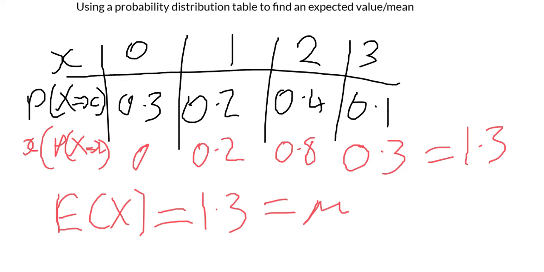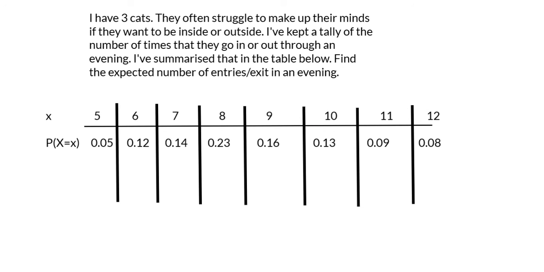Let's have a look at another example of that. Okay, so the situation is here. I have 3 cats. They often struggle to make up their minds if they want to be inside or outside. And I've kept the tally of the number of times they go in or out through an evening and put that in the table below. And we want to now find the expected number of entries or exits in an evening. I'm going to have a go at typing this in because, as you've seen, my handwriting is not great.